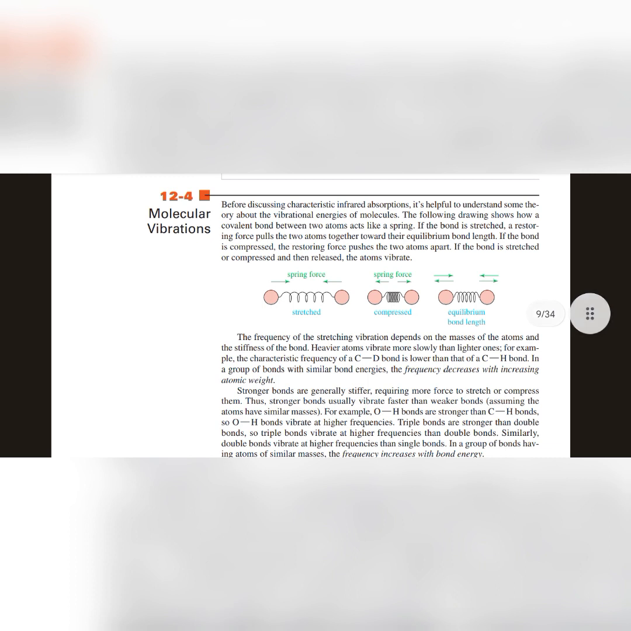Molecular vibrations. Before discussing characteristic infrared absorptions, it is helpful to understand some of the vibrational energies of molecules. The following diagram shows how the covalent bond between two atoms acts like a spring. If the bond is stretched, a restoring force pulls the two atoms together toward their equilibrium bond length. If the bond is compressed, the restoring force pushes the two atoms apart. If the bond is stretched or compressed and then released, the atoms vibrate.